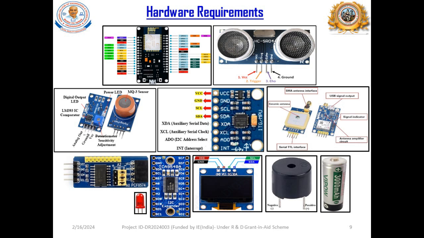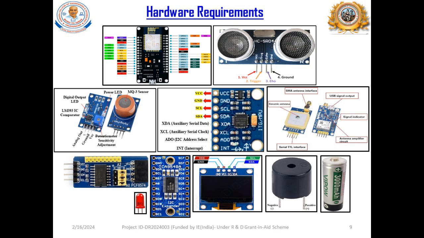And the next one is the MQ3 sensor. It's an alcohol detection sensor. It also has 4 pins: one for analog output, one for digital output, and the power supply pins VCC and ground. It's a resistance-based sensor. Whenever the alcohol level increases, the resistance changes and the corresponding output is measured. And the next one is the MPU6050 vibration sensor. It has 8 pins.